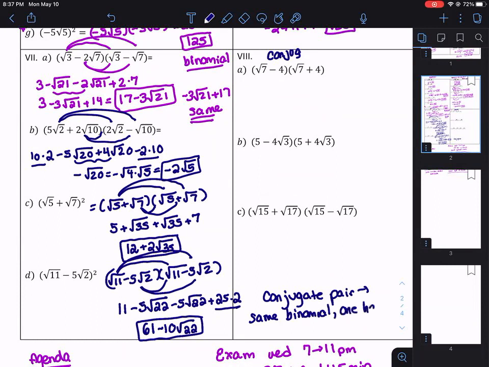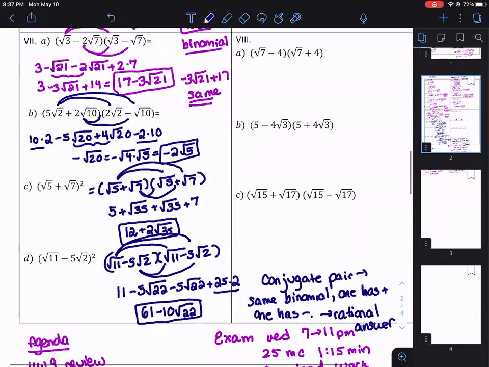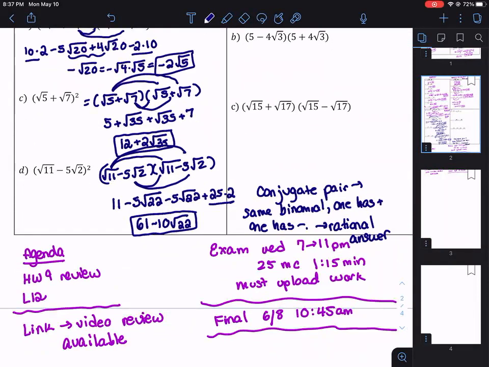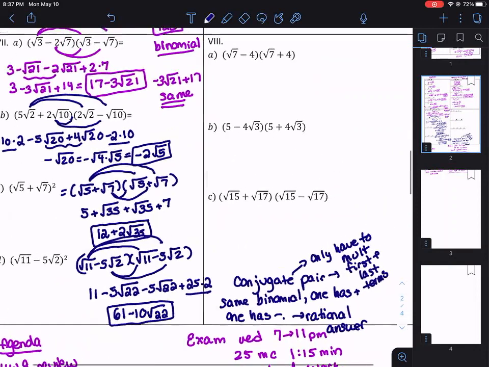One has a plus, one has a minus. In a conjugate pair, your answer will always be rational. And in a conjugate pair, the middle terms will cancel. I'll remind you of all these things after. In a conjugate pair, you only have to multiply first and last terms. If you want to multiply the middle terms, go crazy, but there's no need to do so.